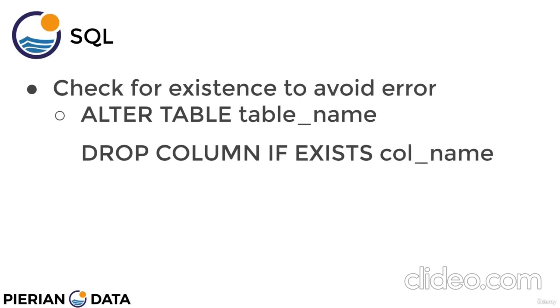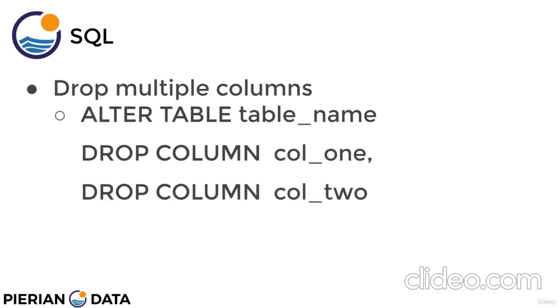Now, if you try to drop a column that does not exist, you'll get an error in PostgreSQL. So it's really common to add in an if exists clause before the column name in order to avoid the error. That way it only drops the column if that column name exists in that table. If you want to drop multiple columns, it's almost like adding in multiple column values. You simply say drop column 1 name, comma, column 2 name, comma, etc.